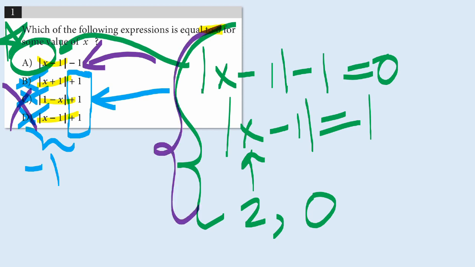I hope you enjoyed seeing this strategy. It's meant as a way of encouraging you to analyze the choices because you can often eliminate them. At the very least, it helps you develop the skill of determining which of the choices may be most reasonable based upon analyzing them.